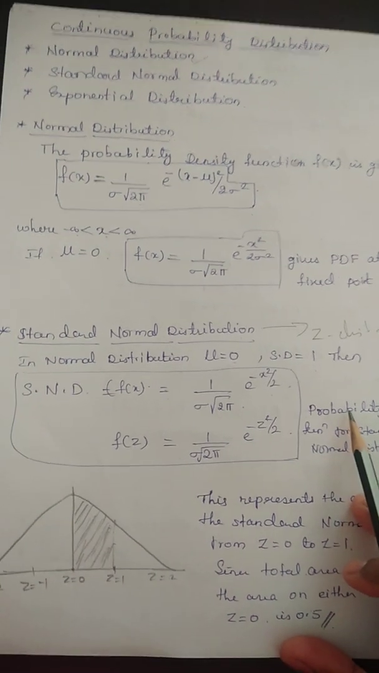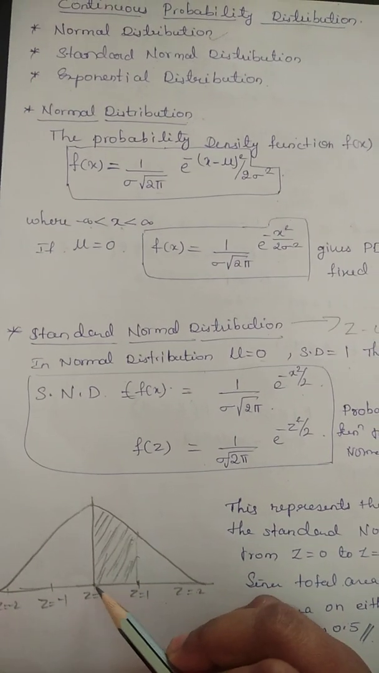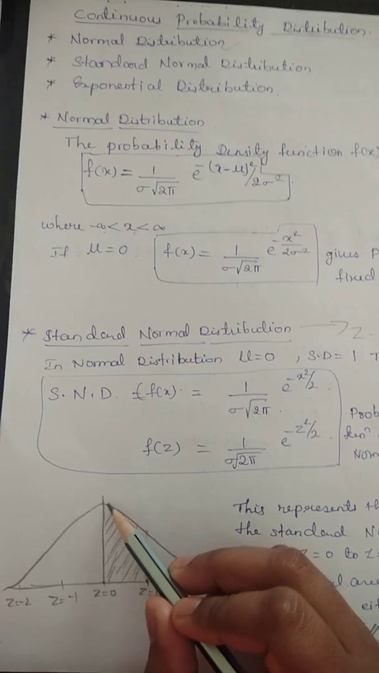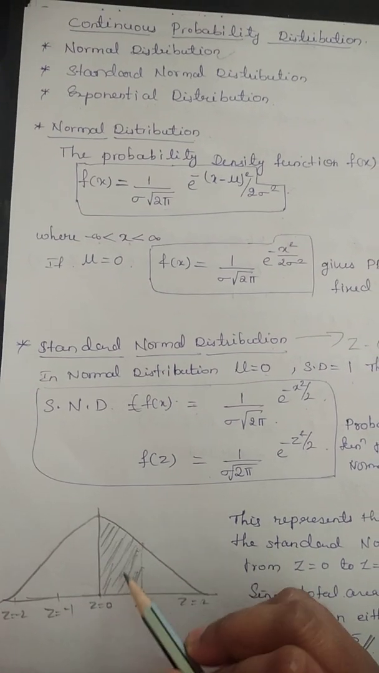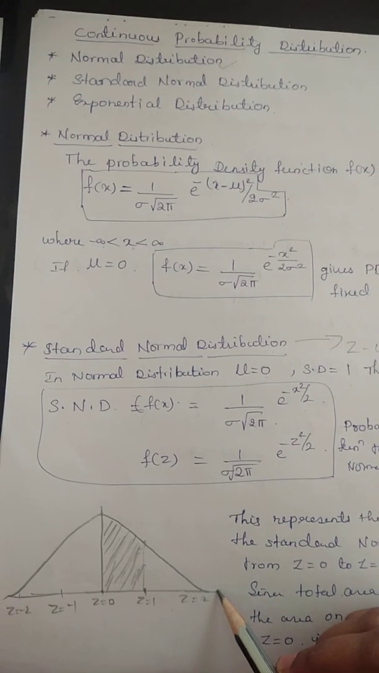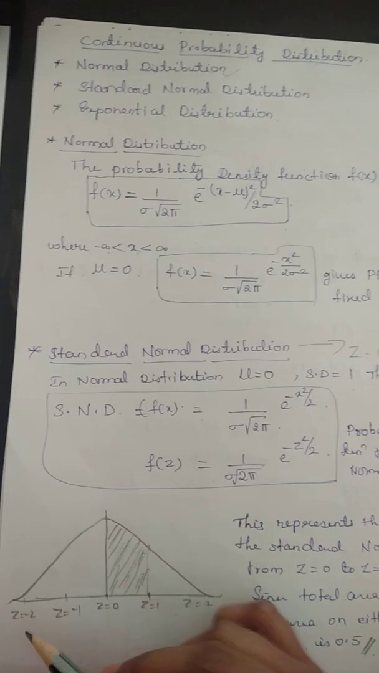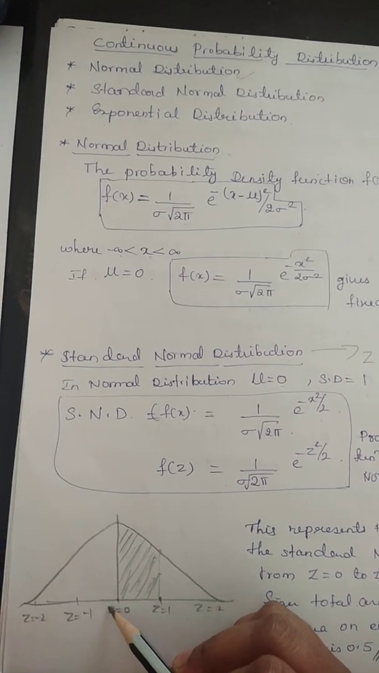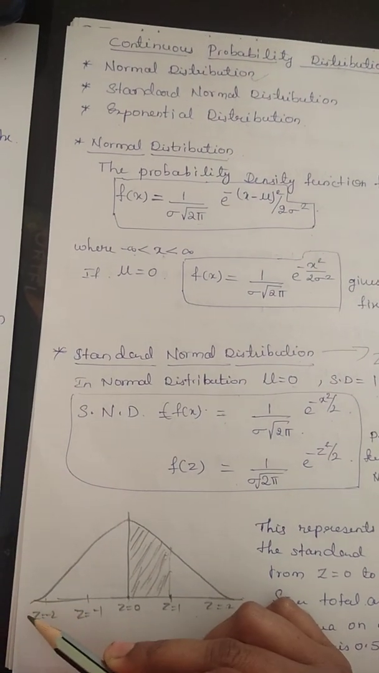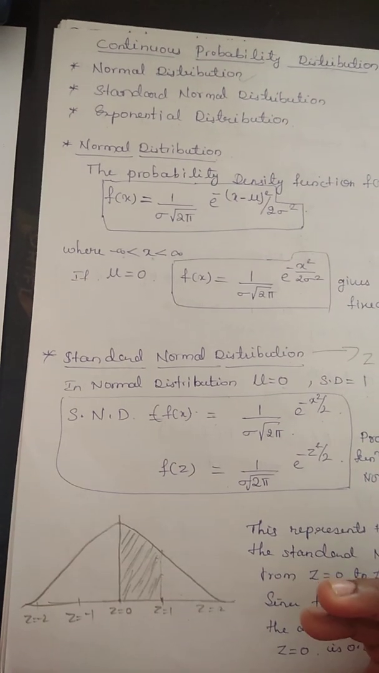Let us see the graph of the standard normal distribution. At z equal to 0 the curve is maximum, and as we take higher values of z, it decreases. Similarly, as we take lower values of z, the curve goes on decreasing. So it means on both sides the values are similar.